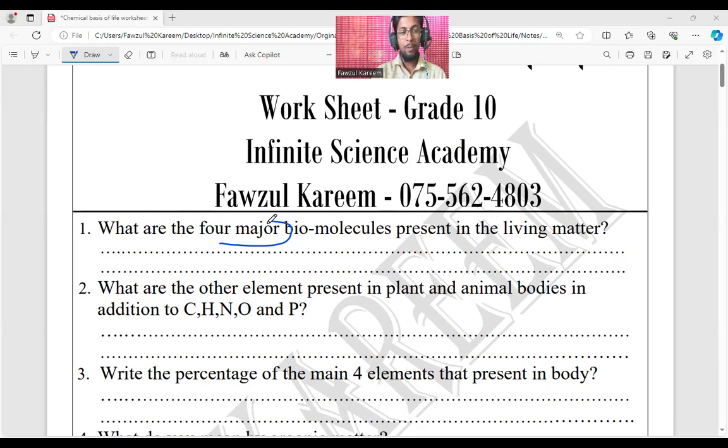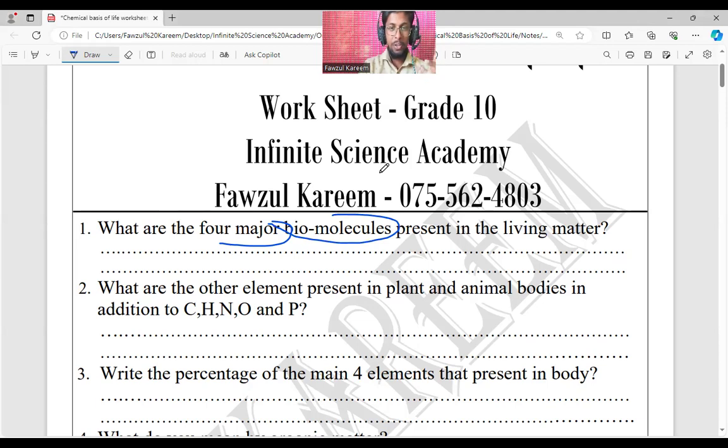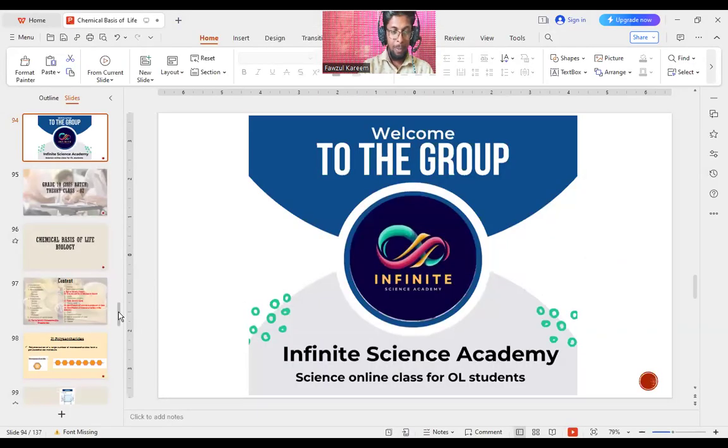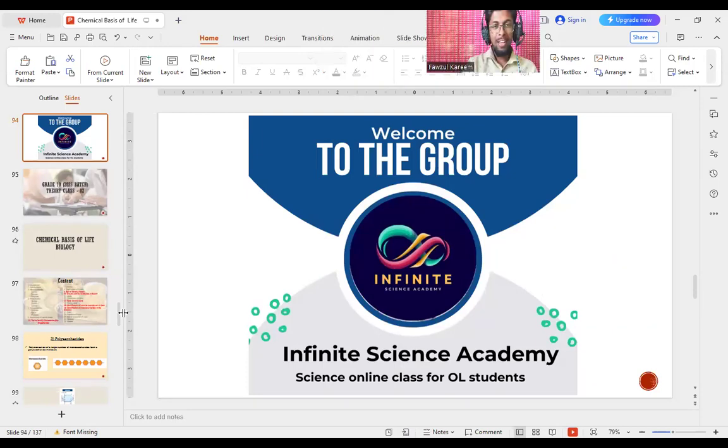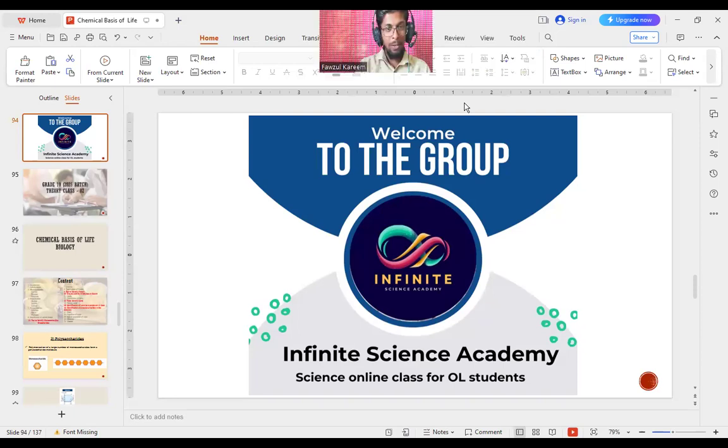Right. What are they asking? Molecules. Rima, if they ask what are the main four elements, you can say carbon, hydrogen, oxygen. But here they are asking the main four biomolecules. I think you may know the difference between organic matter and biomolecule. What is the difference between organic matter and biomolecule?